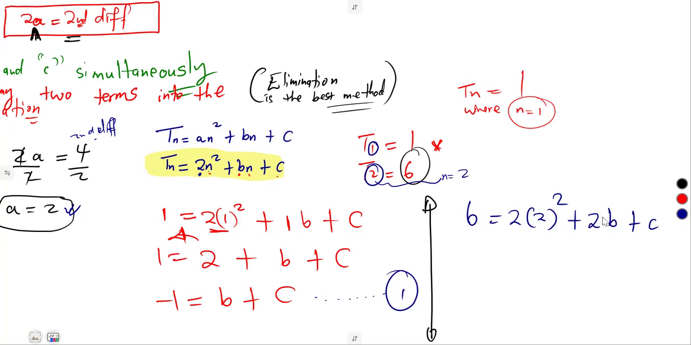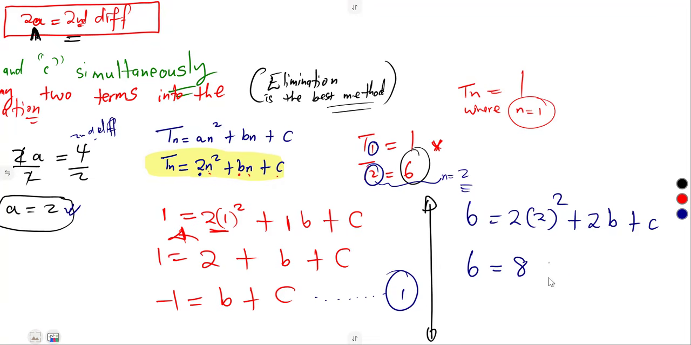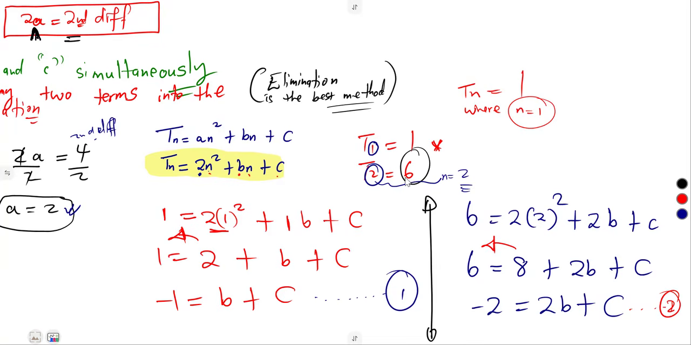Our n is the one that we're substituting, which is 2 there. So 6 is equal to, you can simplify, 2 times 2 squared, which is actually a 4 times 2, which is 8. So that's going to be 8 plus 2b plus c. Take the 8 to the other side, it's going to be a negative. So that's 6 minus 8, which is negative 2. So negative 2 is 2b plus c. We've got an equation here. That's going to be our second one.